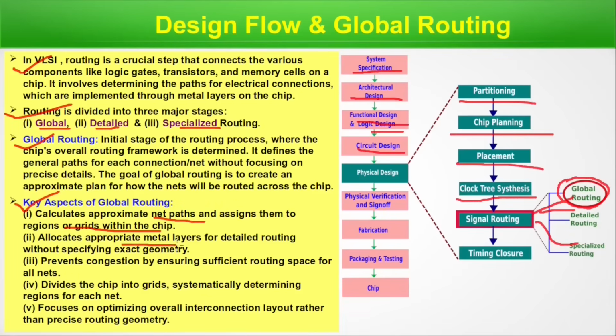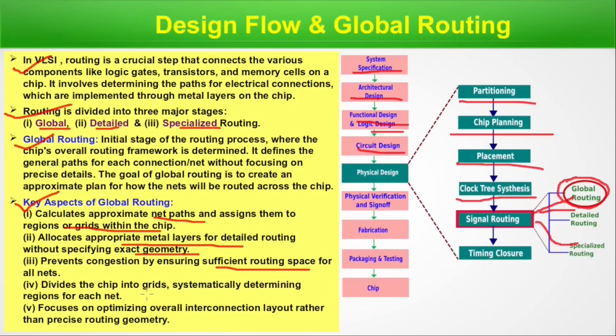It allocates the appropriate metal layer for detailed routing without specifying exact geometry. It prevents congestion by ensuring sufficient routing space for all nets. It divides the chip into grids, systematically determining regions for each net. It focuses on optimizing overall interconnection layout rather than precise routing geometry. After global routing also, there is quite a good scope of improvement, and that is done in detailed routing.